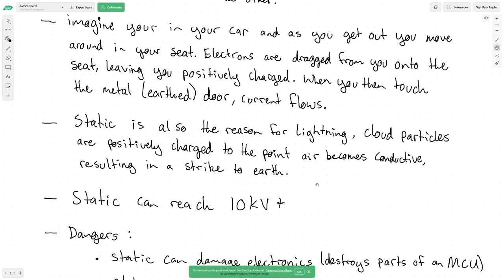Static is also the reason for lightning. So cloud particles are positively charged to the point. Now this is dumbed down a little bit, of course. They keep getting charged more and more and more, to the point that air becomes conductive. Now, to do that, it takes so much energy. But basically, when the air becomes conductive, that's when we get lightning. Lightning goes from the clouds, goes through the air, and then strikes Earth, or anything that is Earth.